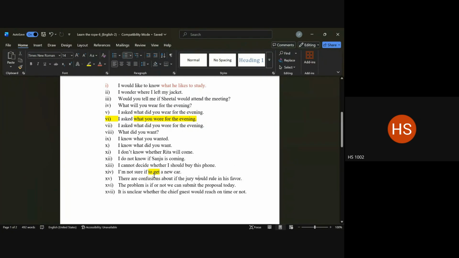Why are we not using if in this case, sentence number 14? Yes, ma'am. Yes. Okay. All right.